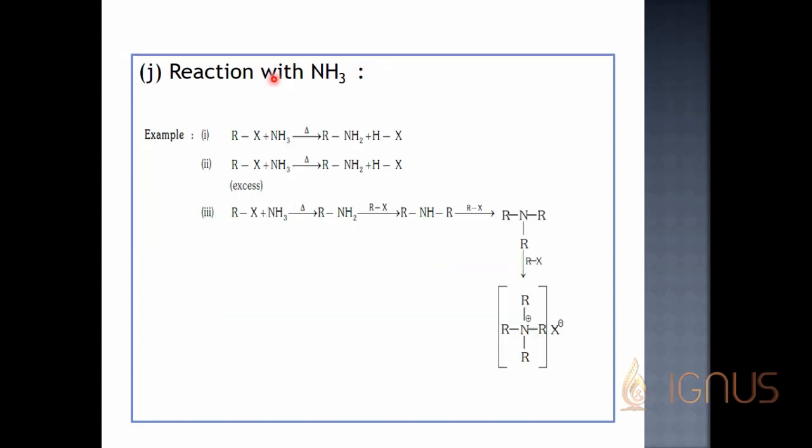Next, reaction with ammonia. You can see when we treat alkyl halide with ammonia, it will give rise to primary amine, secondary amine, tertiary amine, and quaternary amine. This reaction we already discussed in the amine chapter. Hence, it is very easy.